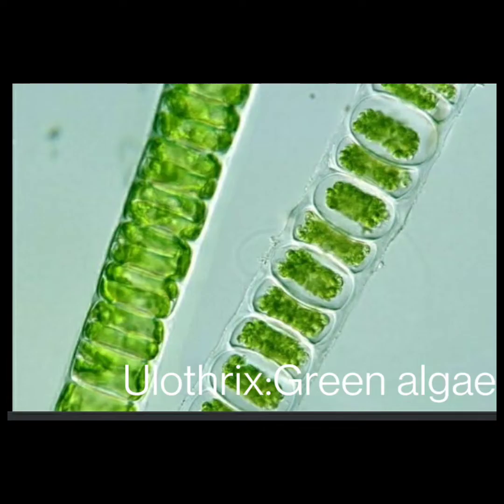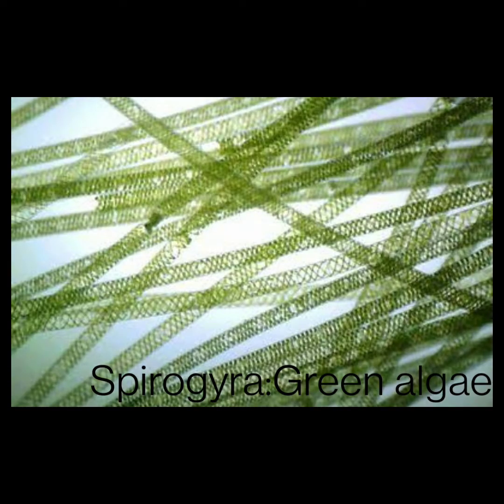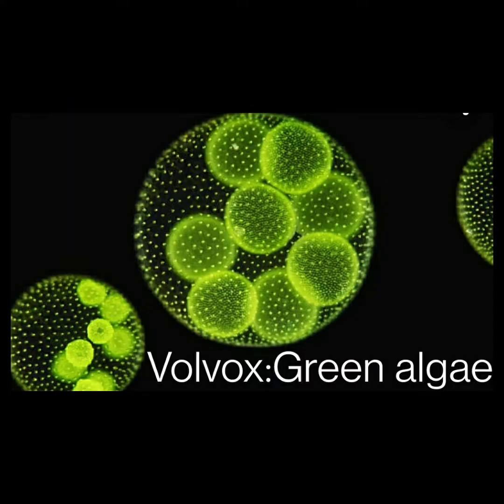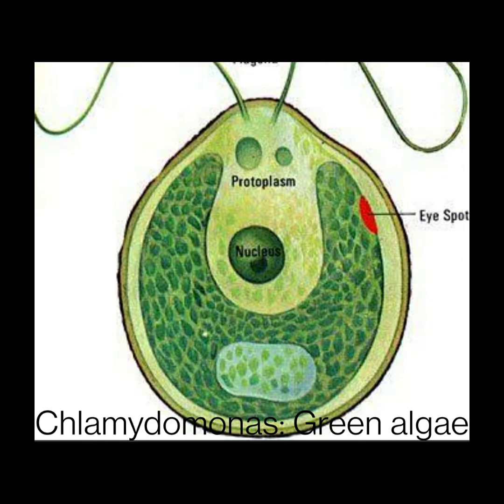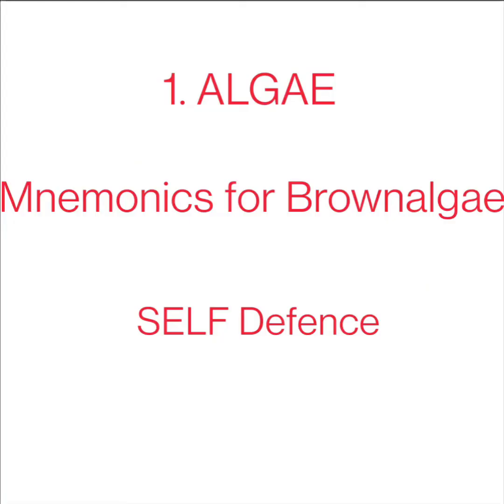The trick to memorize green algae is US has clean collages. U for Ulothrix, S for Spirogyra, V for Volvox, and C for Chara, and another C for Chlamydomonas. So US has very clean collages. With this we can memorize all the examples of green algae.